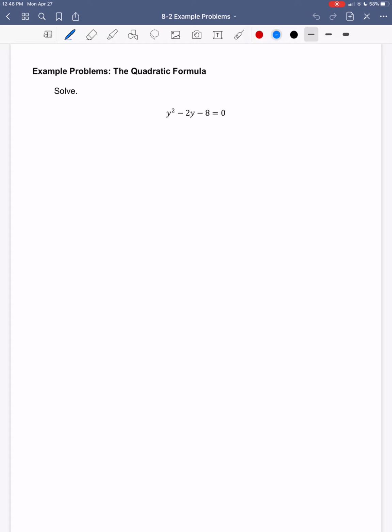When it's set up this way, I can look at the coefficients. Now remember, in front of the y squared there's really a 1 here. So for the quadratic formula we identify a, b, and c. So my a here would equal 1. My b would be negative 2. The sign has to go along with that. And my c would be negative 8. Right? So I just read those coefficients off. It's always a in front of my squared term, b in front of my linear term, and then my constant c. And then, of course, to use the quadratic formula, you need to remember what the quadratic formula is.